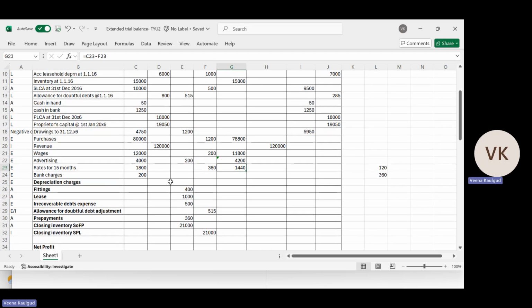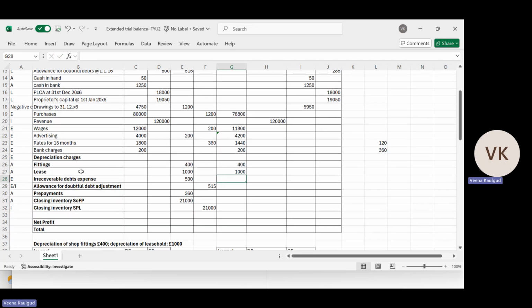Right, next one, bank charges, guys, is also an expenditure. So equals 200, done. Depreciation, fittings, and this put together, you could either write the total depreciation cost or you could write them separately, guys. Equals this, equals this. Okay, then irrecoverable debt is an expenditure as well. So equals 500.